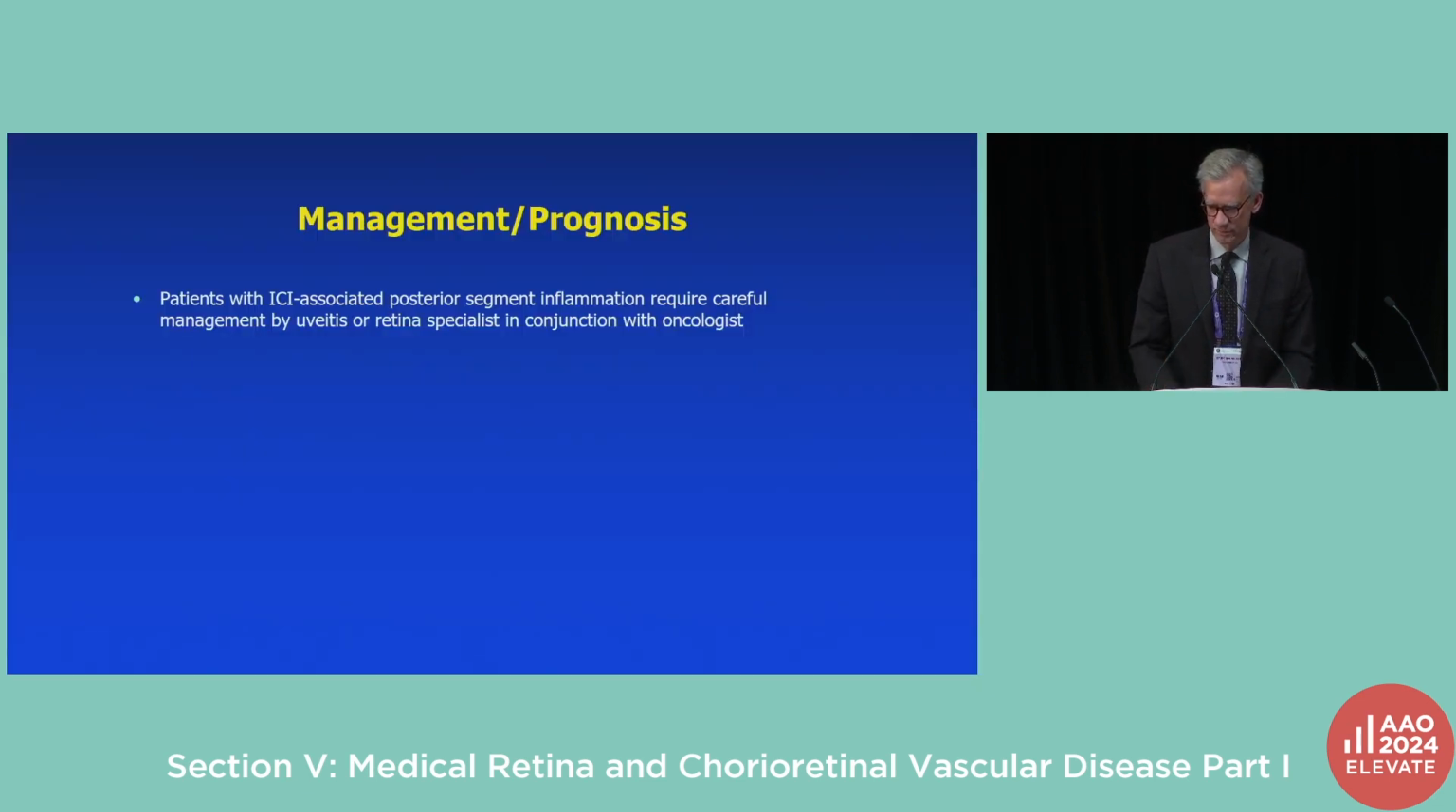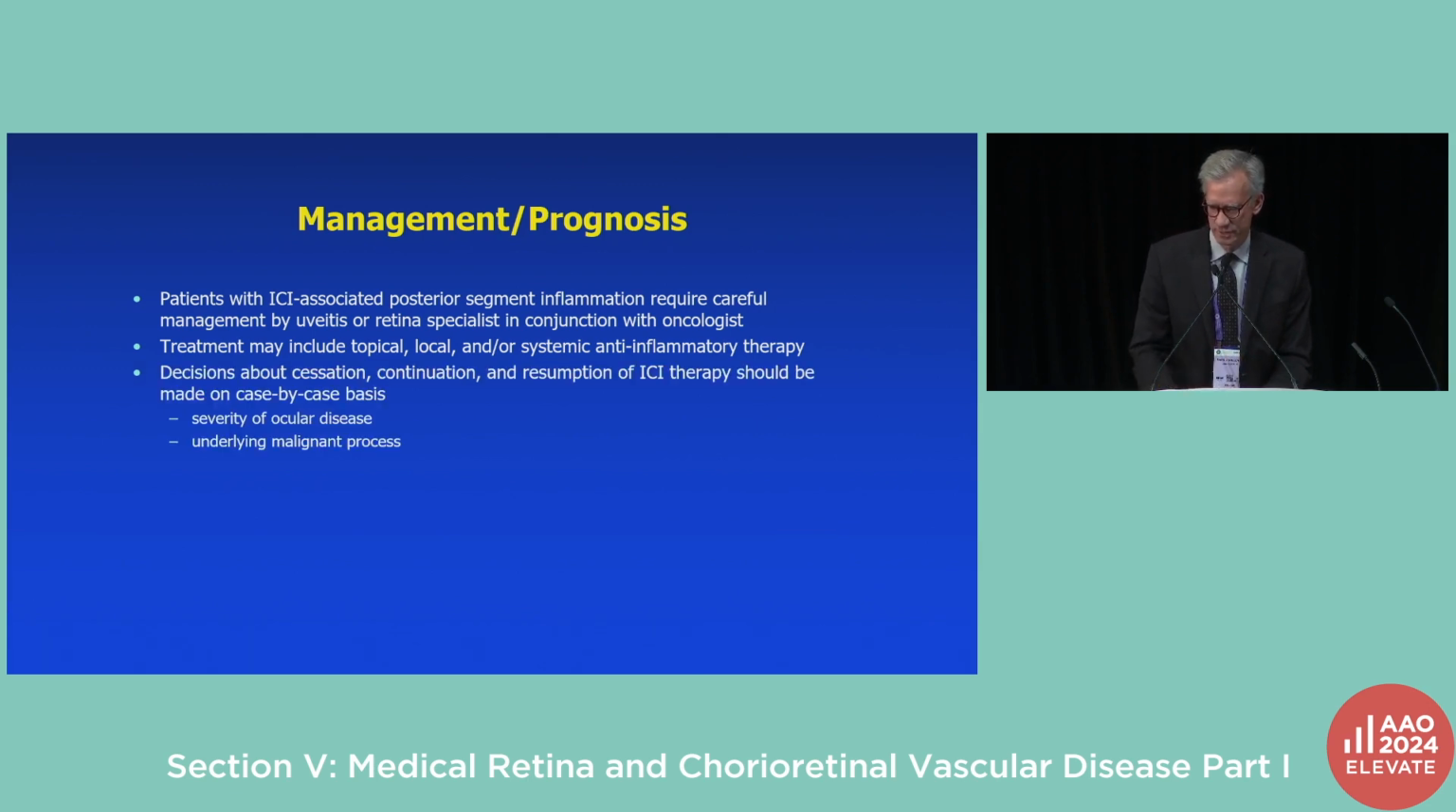Just a brief word about management. Patients with ICI-associated posterior segment inflammation require careful management by uveitis or retina specialists in conjunction with the oncologist. Treatment might include topical, local, or systemic anti-inflammatory therapy. Decisions about cessation, continuation, and resumption of ICI therapy should be made on a case-by-case basis depending on the severity of the ocular disease and the severity of the underlying malignant process.